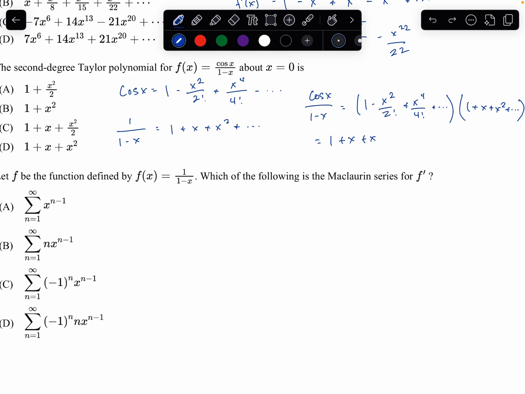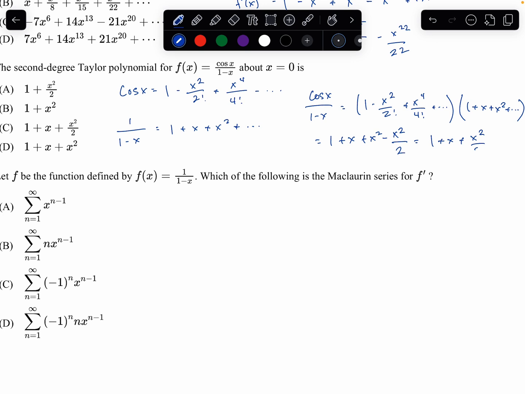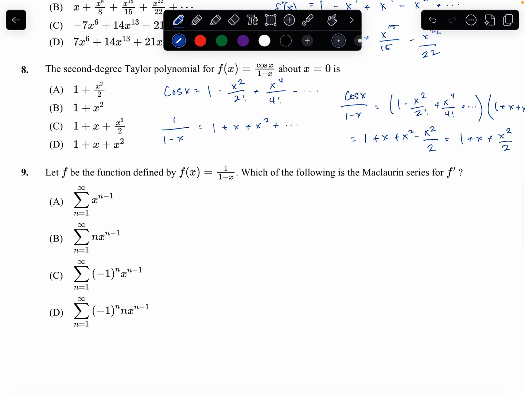And then I'll move on to this term right here, and then I'll multiply that through. So negative x squared over 2 factorial times 1 is going to be minus x squared over 2. And when I multiply this here, well, that's actually going to give me a third degree. I don't need a third degree, so I've actually gone as far as I need to. I just need to simplify. So 1 plus x plus x squared minus x squared over 2 is going to be 1 plus x plus x squared over 2. So the solution is going to be C.